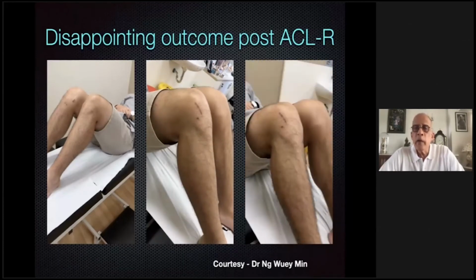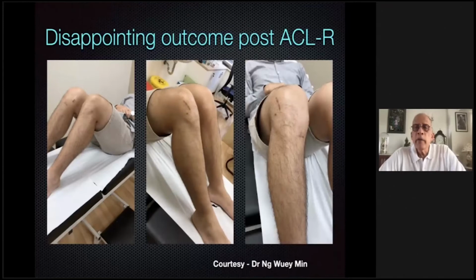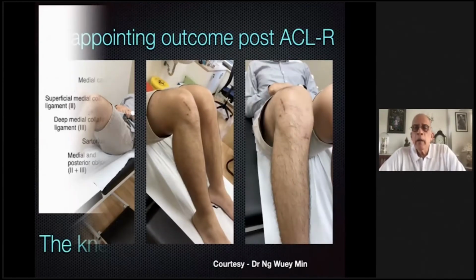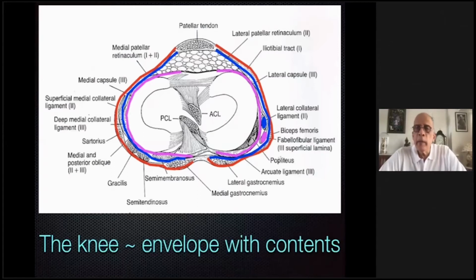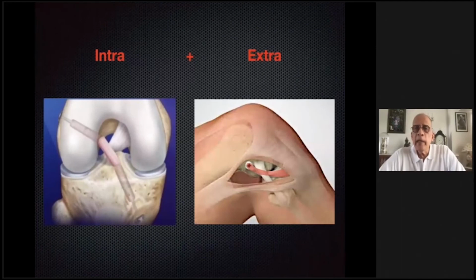And hence, we were looking for answers to this, and we realized that we had developed a tunnel vision of the arthroscopist. We had forgotten about the periphery of the knee, and we were looking only at the contents of the envelope and ignoring the periphery. And therefore, today what we see is a well balance of a surgical technique where we look at the intra as well as the extra articular structures and reinforce these whenever necessary.